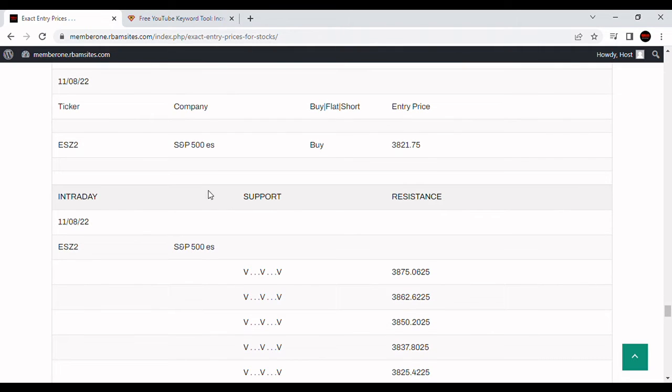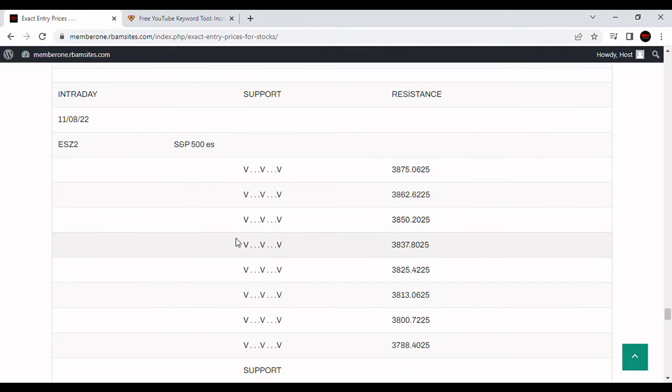This next section is for intraday trading. Now again, you need to be an experienced trader to even begin to understand what's going on here, but if you're experienced, you should understand what support and resistance is. Let's take this column here first for resistance. These come out every morning before 7 a.m. and again, you can get them early, 6 p.m. the night before if they're available.